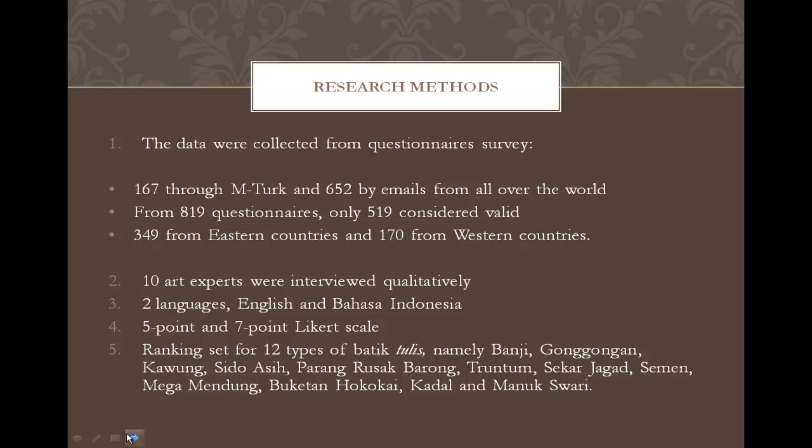In addition, 10 art experts were interviewed qualitatively to determine the most superior batik tulis in terms of art and design perspectives. The survey was conducted in two languages, English and Bahasa Indonesia, by using 5-point and 7-point Likert scales and a ranking set for 12 types of batik tulis, namely Banji, Gonggongan, Kawung, Sidoasih, Parang Rusak, Barong, Truntum, Sekar Jagad, Semen, Mega Mendung, Buketan Hokokai, Kadal, and Manukswari.